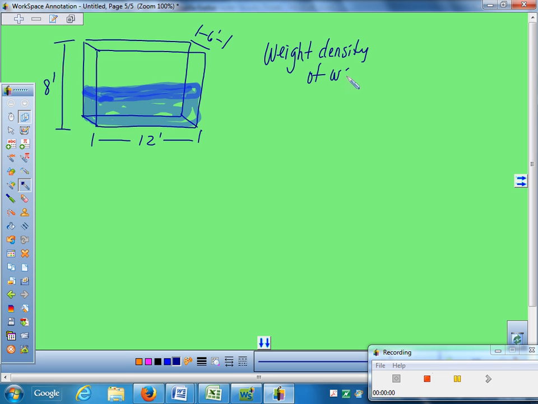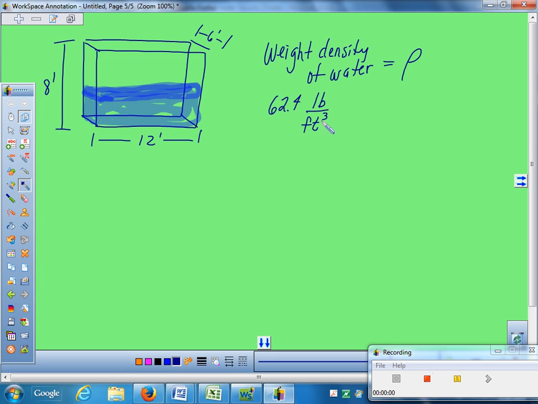So, weight density of water, and it's written, it's the letter rho. It actually looks like a P, but it's actually the Greek letter rho. Okay, so that's the weight density of water. If you are in feet and pounds kind of units, it's 62.4 pounds per cubic foot of water. If you have a cubic foot of water, it's going to weigh 62.4 pounds.